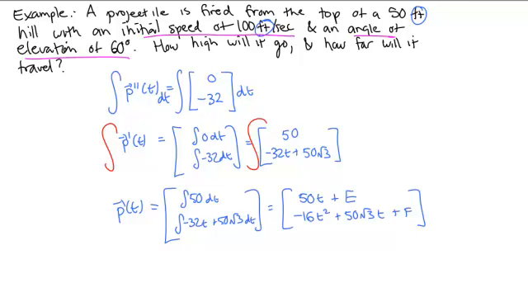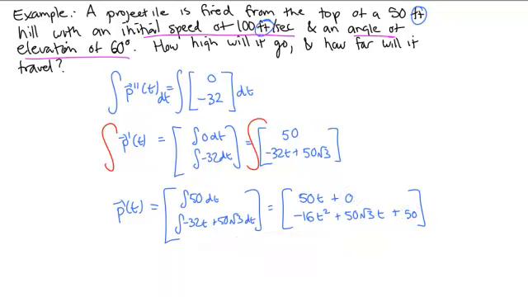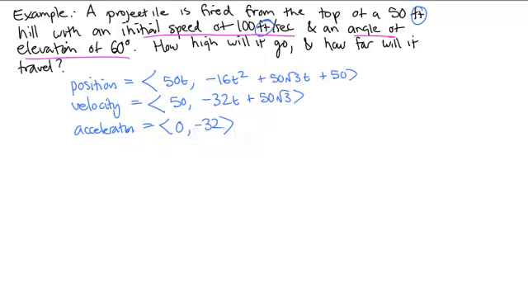Now how will we find the e and the f? Well, we could look at the initial position. If we plugged in time equals 0 into our formula, we're just going to get e and f. On the other hand, the initial position, well, it said that it was fired from 50 feet on the top of a hill. And so that means its initial position should be the vector 0, 50. And so we now know e and f. e is 0, f is 50. So we can make these final substitutions. And so let's collect the formulas we've just found: position, velocity, and acceleration. Now we can answer the following two questions.